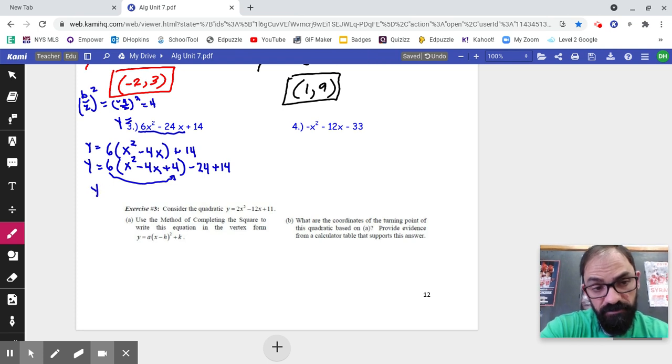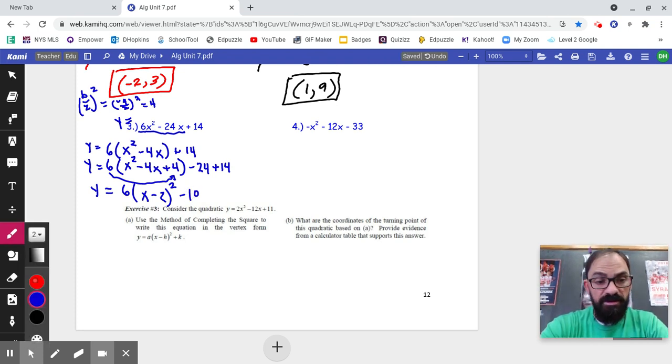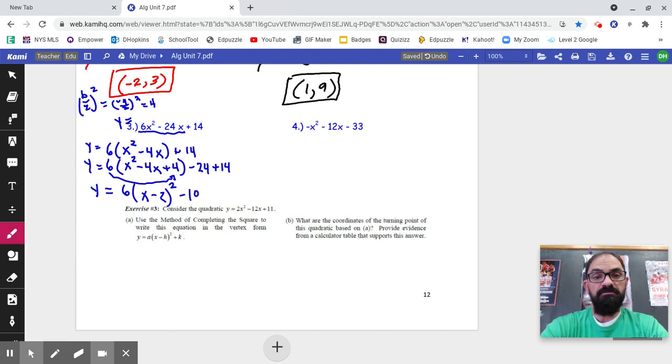Now we can complete the square. We take half of that middle term, so that would be negative 2, because the factors of 4 that I had to get negative 4 are negative 2 and negative 2. And then negative 24 plus 14 is negative 10. So that is completing the square. And the vertex will be 2, negative 10.